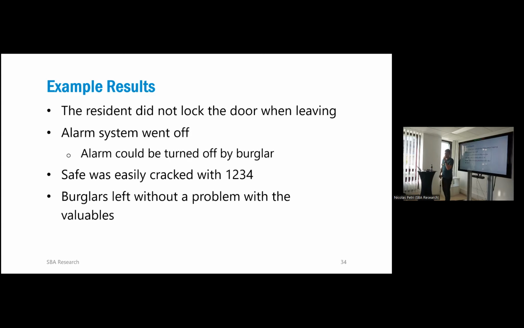We have some other example results here. I will later have a table on how this compares. So an example result might be the resident didn't lock the door. Simple as that. You didn't even have to pick the lock. They just didn't lock the door. Then the alarm system went off, but it could easily be turned off by the burglar or by the red team. The safe was then cracked with a weak combination. Maybe it was also written on a note or something. And the burglars left without a problem. So basically, in the end, they got the thing that was in the safe that they wanted to get.